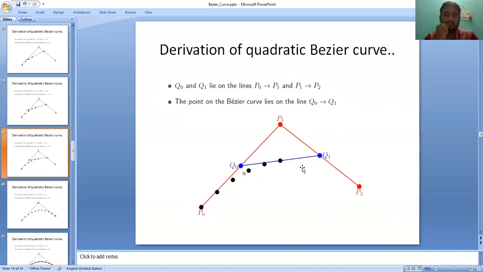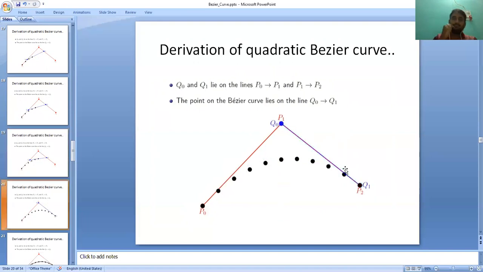When we come to this point, Q0 is at the middle of P0, P1, and Q1 is at the middle of P1, P2. Then this black point will also be in the middle of Q0 and Q1. In the figure, you can see that Q0 is at the middle of P0, P1, Q1 is the middle of P1, P2. So this black point will be the middle of Q0 and Q1.